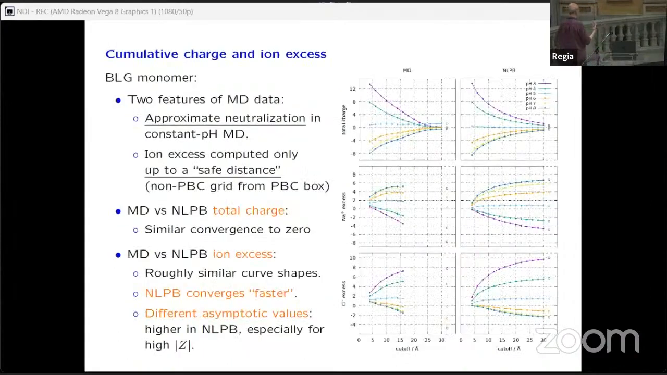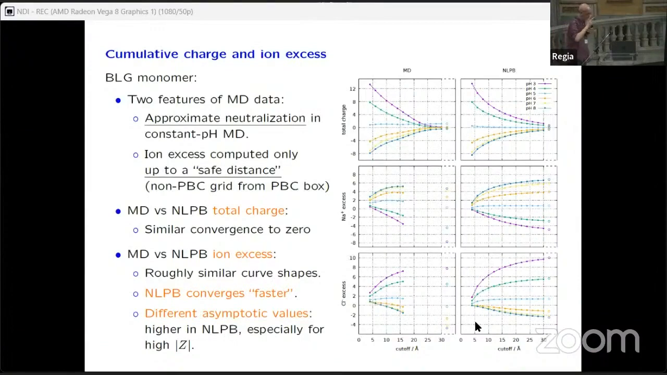So we decided to go and have a look at the results in more detail, but I will come to that in a moment. When we compare the MD data, which is on the left, with the Poisson-Boltzmann data on the right, we have to keep in mind two things. The first one is that this is constant pHMD, and the way we do it, in contrast to the way Jana does, we have approximate neutralization, okay? The charge of the system is not strictly zero, it is around zero, more or less, because we don't have this kind of buffer with the ions, right, that you can compensate.